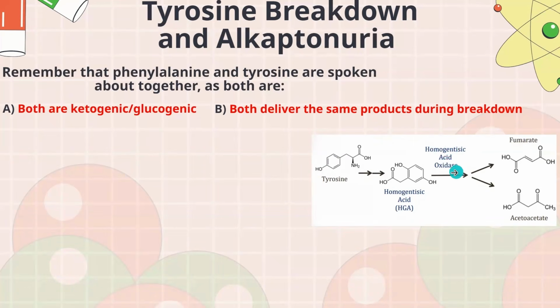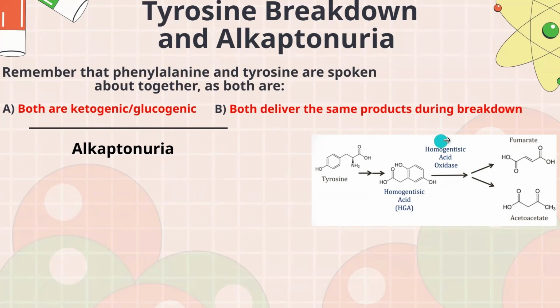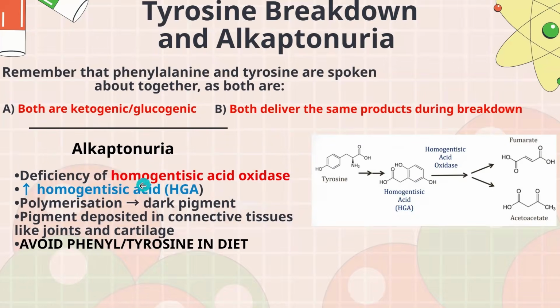This is very important because if you don't have this enzyme, homogentisic acid is going to accumulate and become bad. This is the problem seen in alkaptonuria. Alkaptonuria basically has a problem in homogentisic acid oxidase, causing accumulation of homogentisic acid, which causes polymerization and dark pigment deposited in connective tissues like joints and cartilage. And more importantly, avoid phenylalanine and tyrosine in the diet. This is probably the most important part about alkaptonuria.